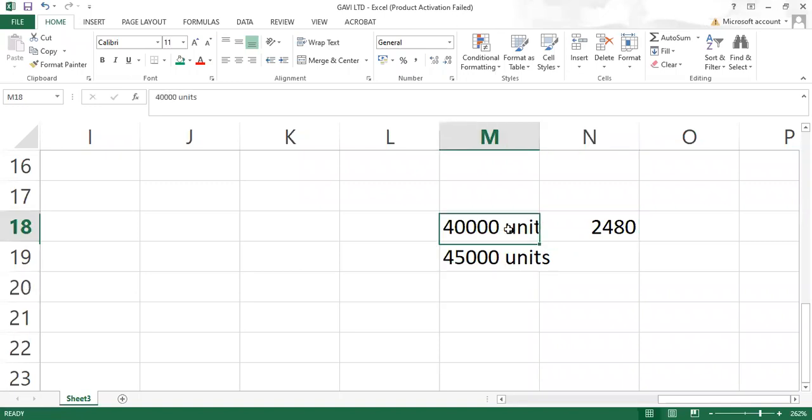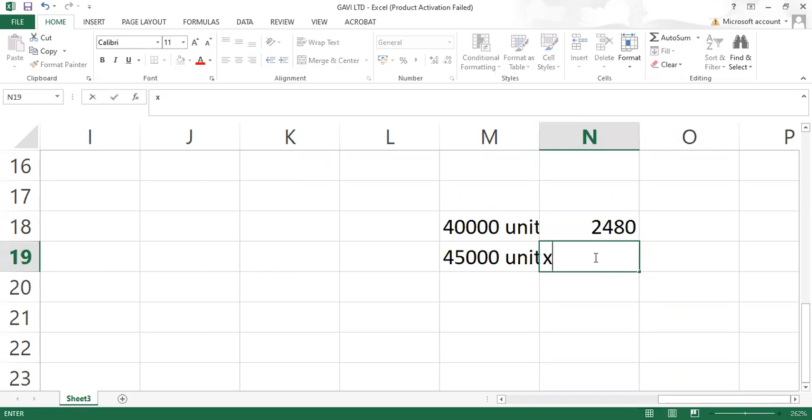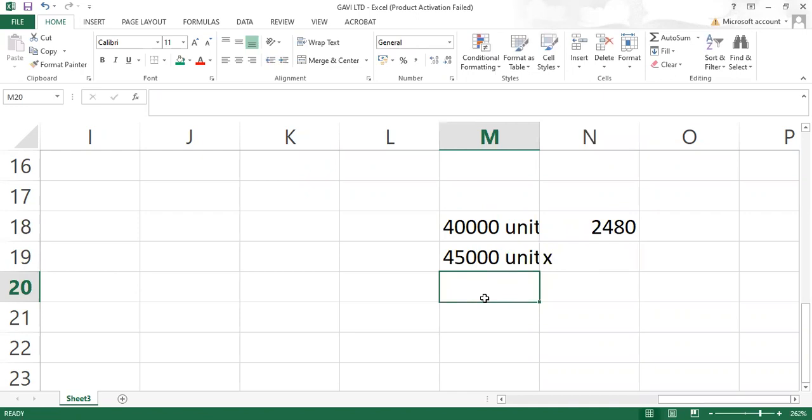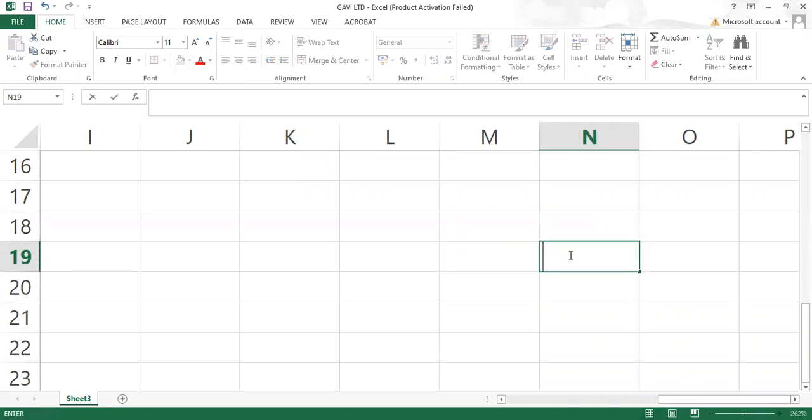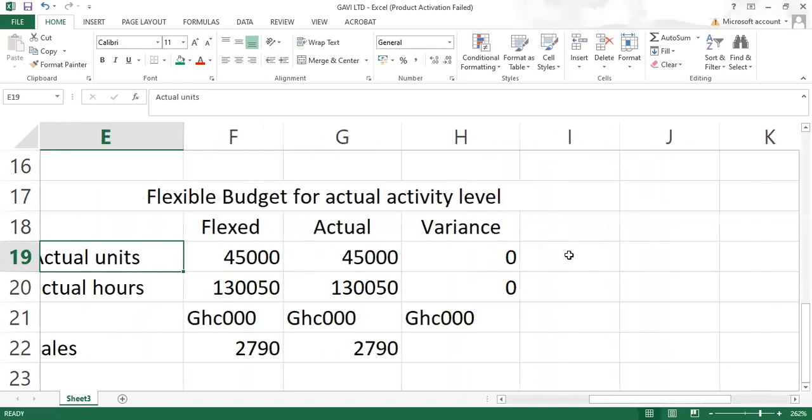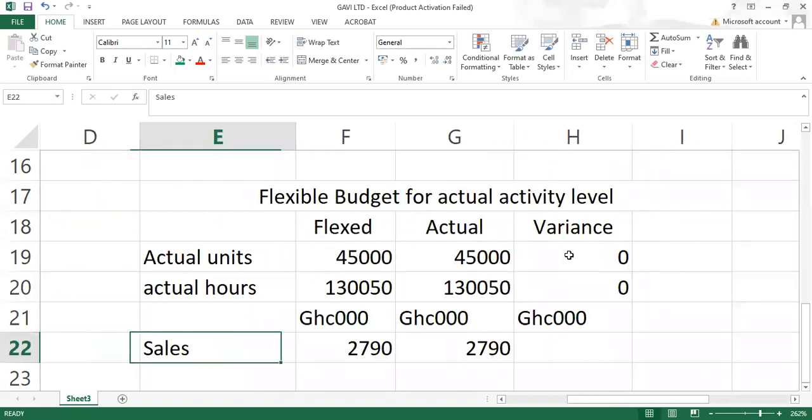Okay, so let me do this one more. 40 is equal to 2480. 45 will be, we don't know, isn't it? We put X, isn't it? Then we cross multiply. This times this, divided by 40,000. That is how I'm talking about it. 45 over 40 times the figure. What did you get? I got 2790. 2790. Okay, are you okay now?